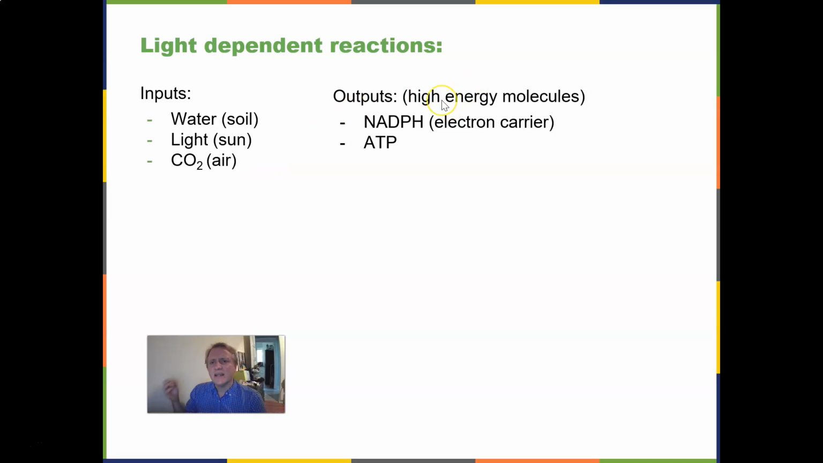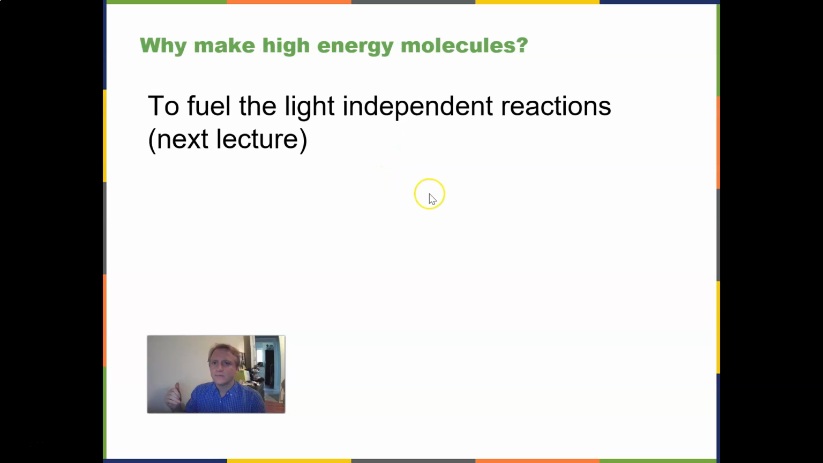What does it output? It outputs high energy molecules that we're going to use in the next lecture or in the light independent reactions to build sugar. Those high energy molecules are NADPH and ATP. So again, why make high energy molecules? Well, we're wanting to fuel the light independent reactions, which are going to happen in the next lecture.